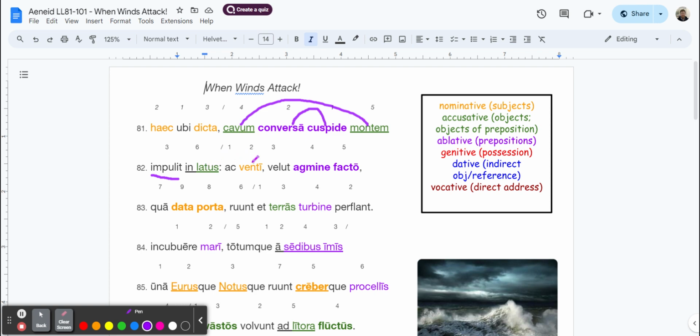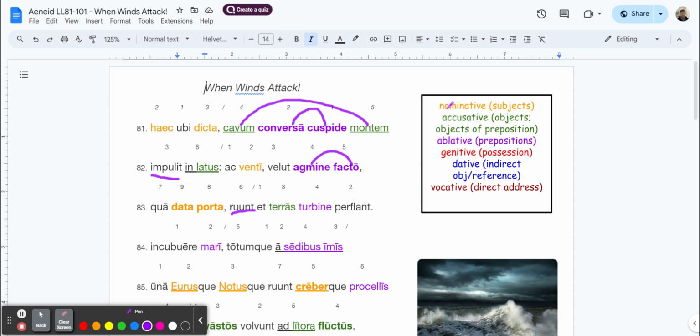And the winds, we have to go all the way down here to find our head verb. Here's our head verb. The winds rush. They rush just like in a battle formation, a battle line having been made. So here's our participle. We had a participle up here. So this was called an ablative absolute. We'll talk about this in class. And this is also one of those ablative absolutes.